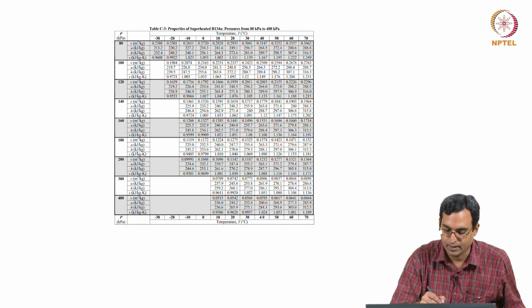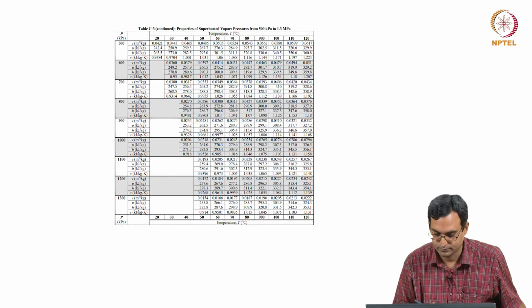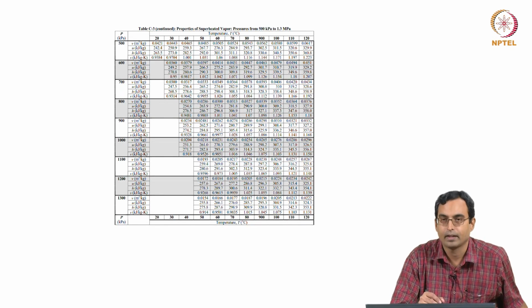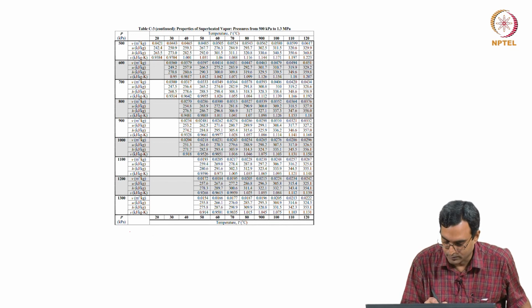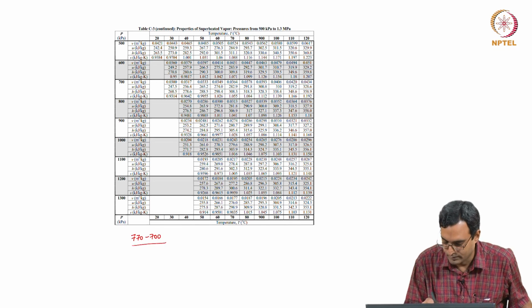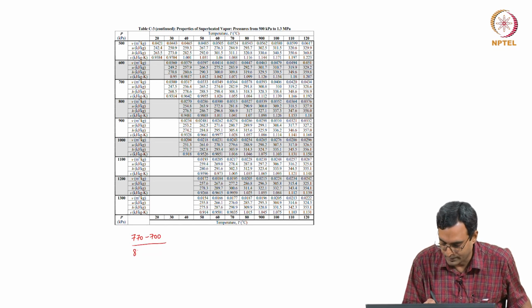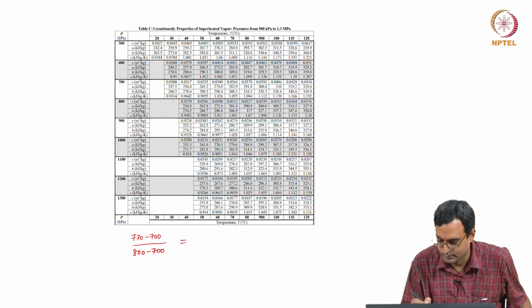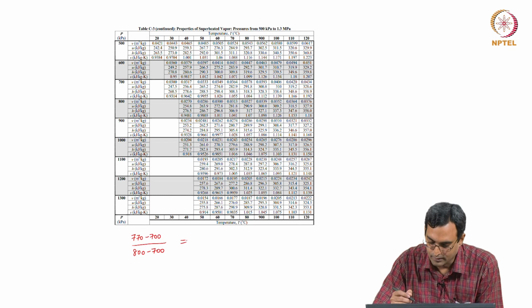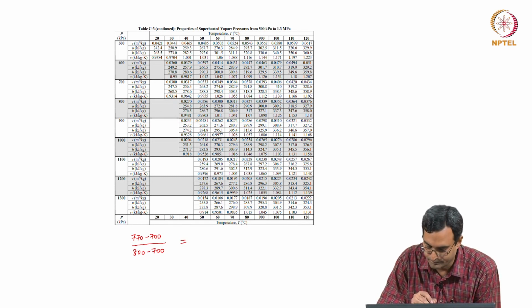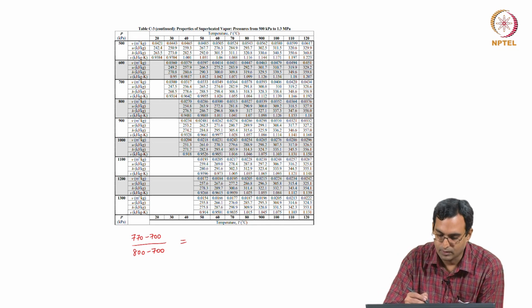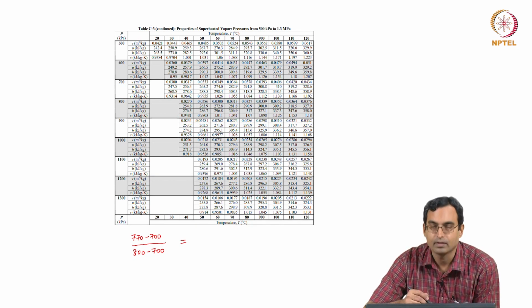So, here the pressures are listed. I want 770 kilopascal. So, I can interpolate between these two, between 700 and 800. So, (770 minus 700) by (800 minus 700) should be what I am looking for, which is actually entropy values. So, I am actually looking for, I need to find a point on this.